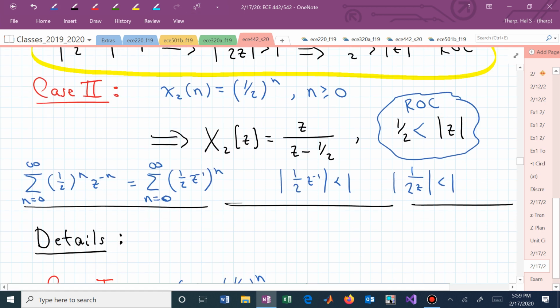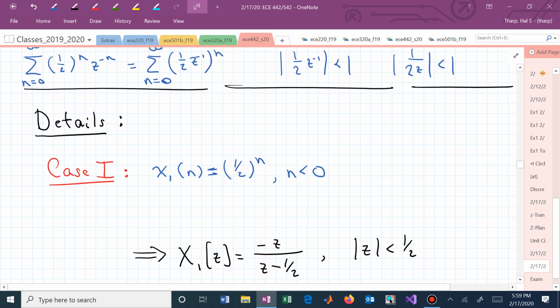Let's go through a few more details. We've already kind of done this, but let's do it again. What's another way that I could write x sub 1 of n? I could write it with a switch, where our switch is the unit step function. We could write this as x sub 1 of n is equal to 1/2 to the n. What's in my argument? N.